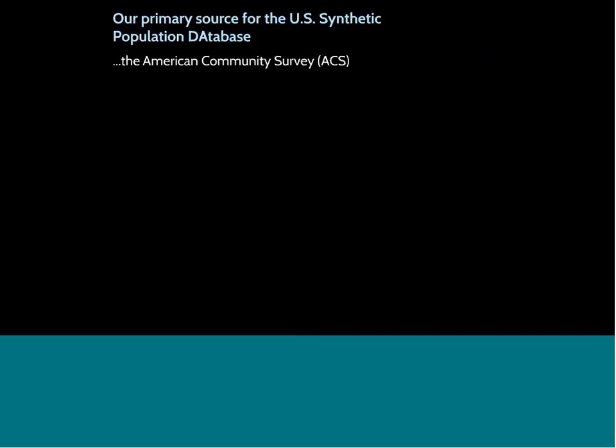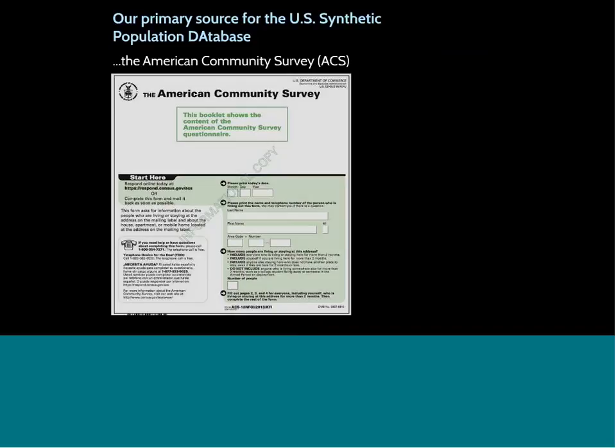So let's talk about how we get to that point. Our primary source for the U.S. data is what's called the American Community Survey, or the ACS. This replaced the old census long form that used to be done every 10 years. This is now a survey that is ongoing all the time throughout the year and is run by the Census Bureau. And this collects similar data to the old long form.